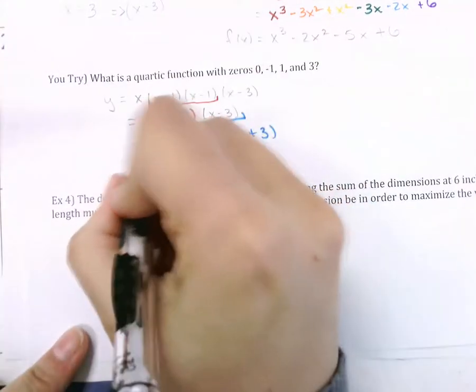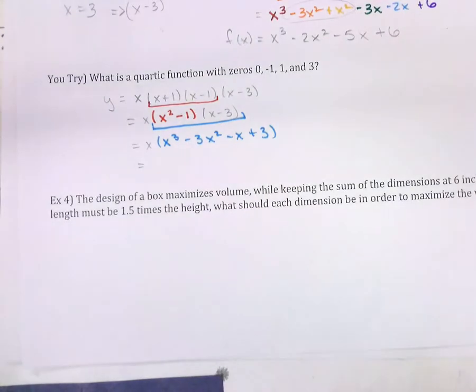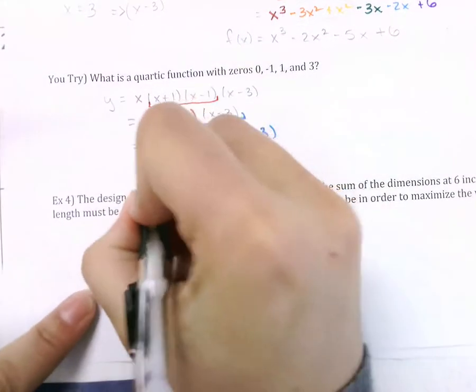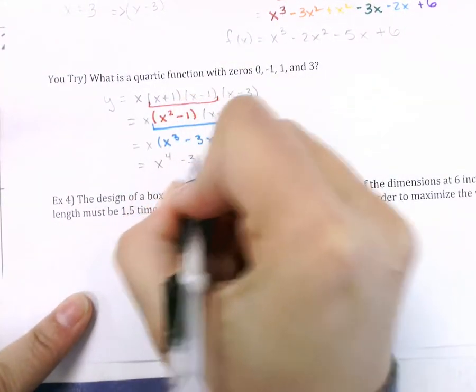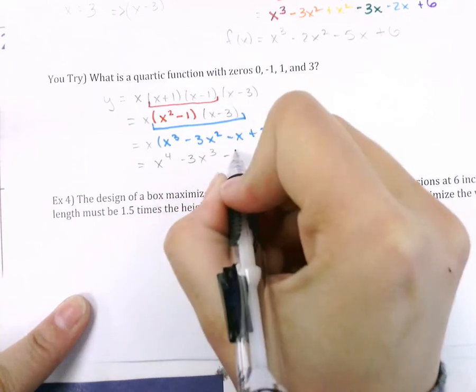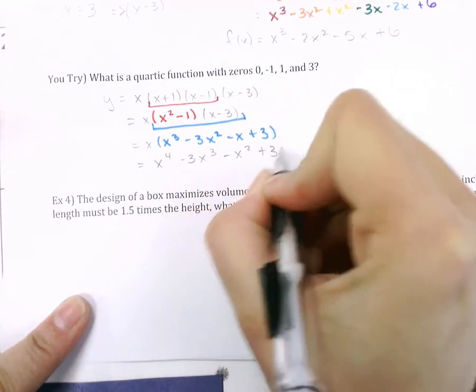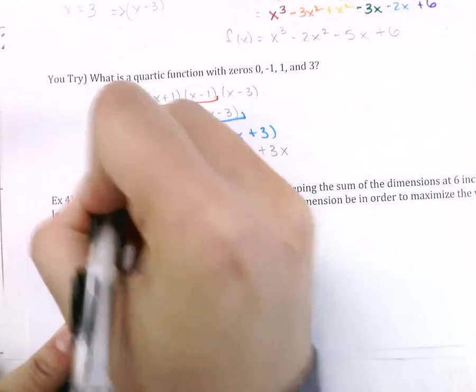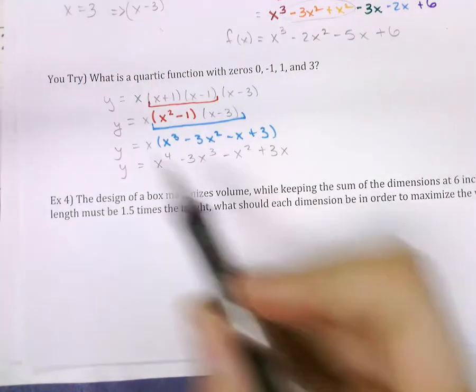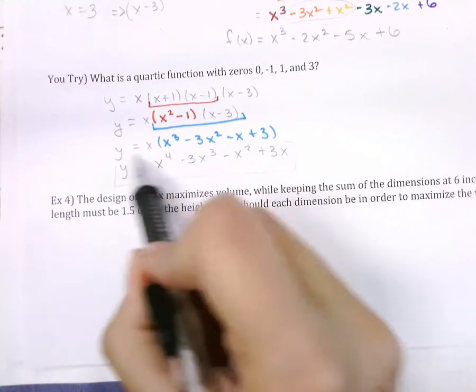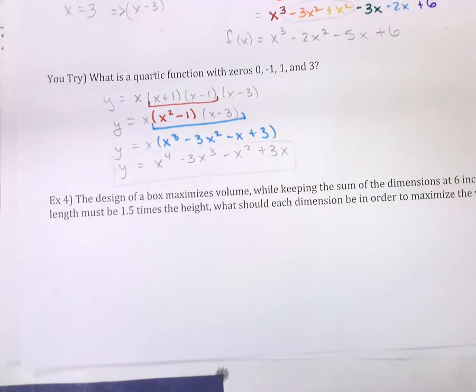And then after that, you can just basically put in an extra x into everything. So x to the 4th minus 3x cubed minus x squared plus 3x. I was about to leave it as x and then parentheses, and then I read the directions again. I was like, ooh, quartic. So you should get x to the 4th.